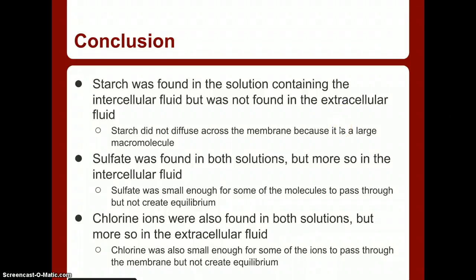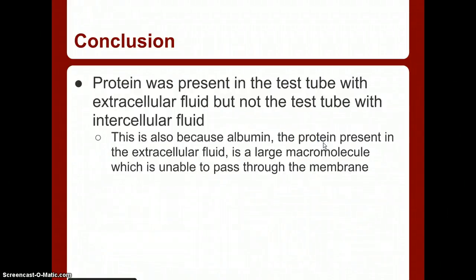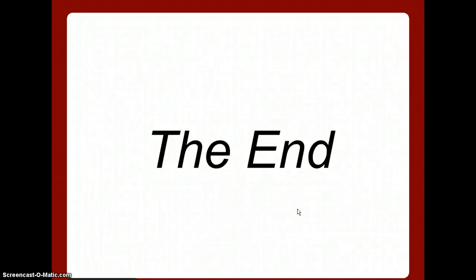The same goes for chlorine ions. Chlorine ions were also found in both solutions, but more so in the extracellular fluid this time. Chlorine was also small enough for some of the ions to pass through the membrane, but not create equilibrium. Protein was present in the test tube with extracellular fluid, but not the test tube with intracellular fluid. This is because albumin, which was the protein in the extracellular fluid, is a large macromolecule and is unable to pass through the membrane. And that is the end of part 1 of our presentation.